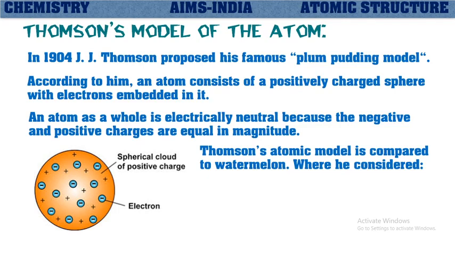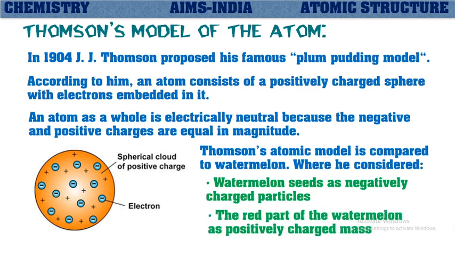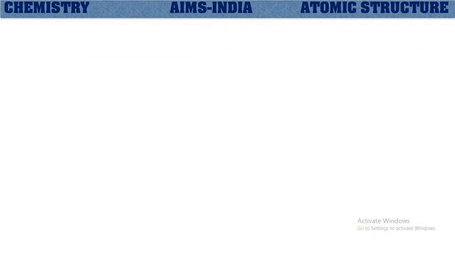Thomson's atomic model is compared to a watermelon, where he considered the watermelon seeds as negatively charged particles and the red part of the watermelon as the positively charged mass.